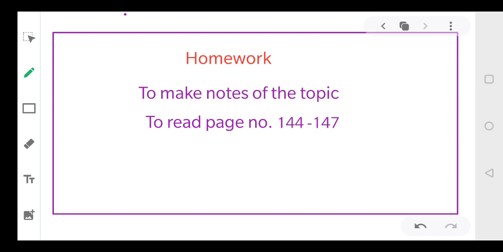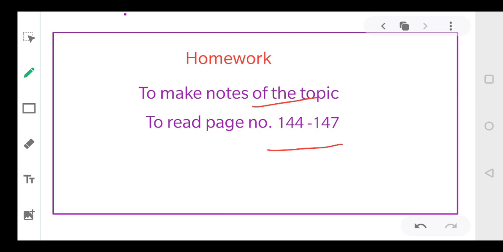So dear students, you must go through this macromolecular part, the parts that I have done today. You will make notes of this particular part, and you will read the page numbers 144 to 147. Since we have started with the concept of macromolecules, we'll continue it further in the next video. In the next video, we'll continue with macromolecules and we'll start with the proteins.